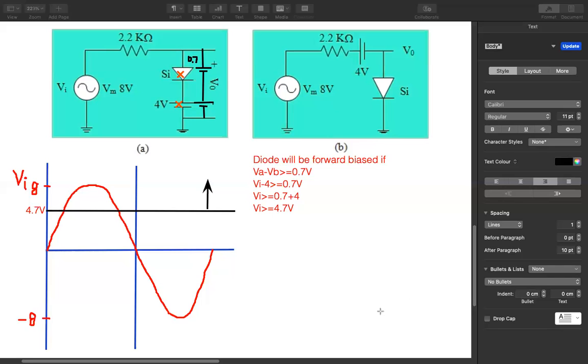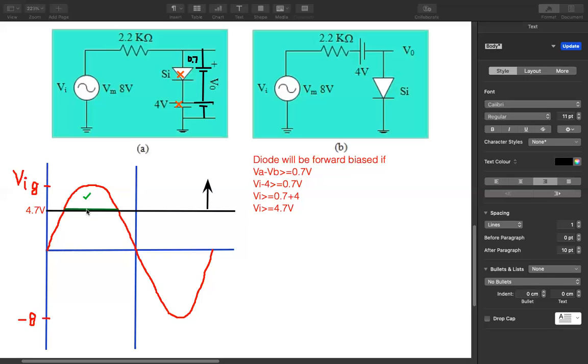Okay, so I am just drawing that. So this will be my output voltage for the forward bias diode for this particular region. In this whole graph, nowhere else is the input voltage greater than 4.7 volt. So your diode will be forward biased only in this particular region and nowhere else. So this will be your output V naught for this particular region.